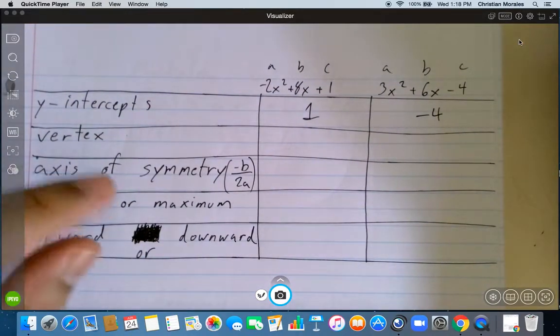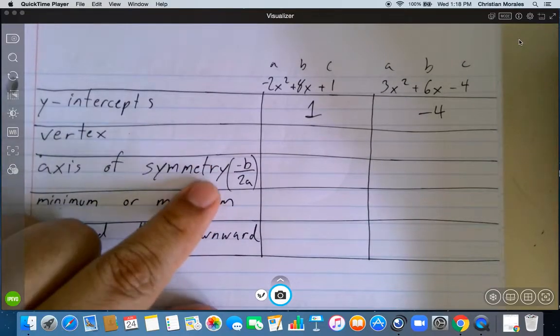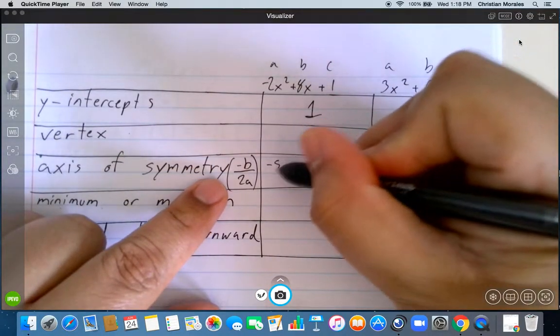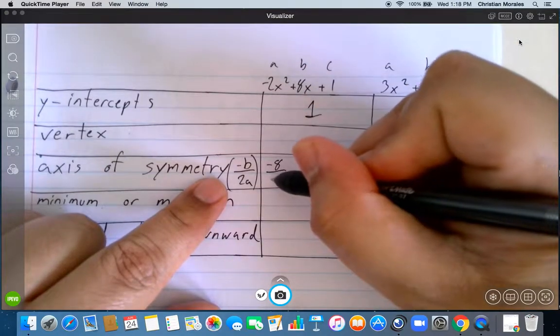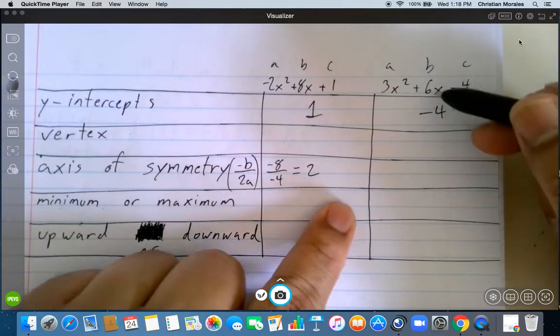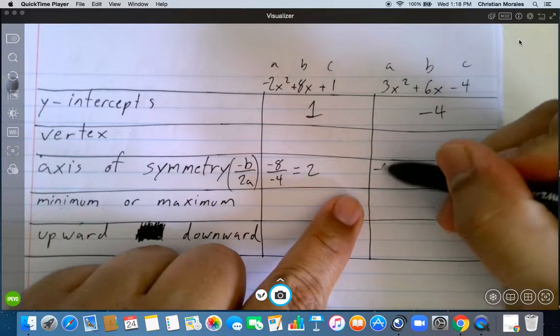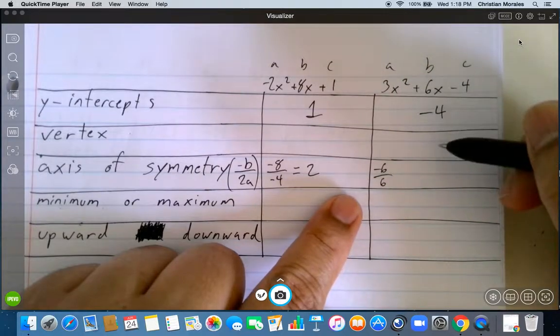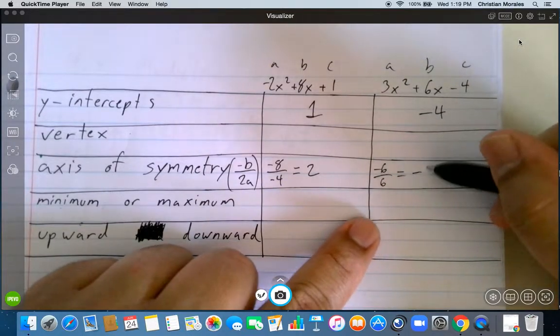Okay? Before you identify the vertex, we should find the axis of symmetry. So in this case, this would be negative 8. And I put negative 2, that would be negative 4. That's 2. In this case, it'd be negative 6 over 6, because 2 times 3. That would be negative 1.